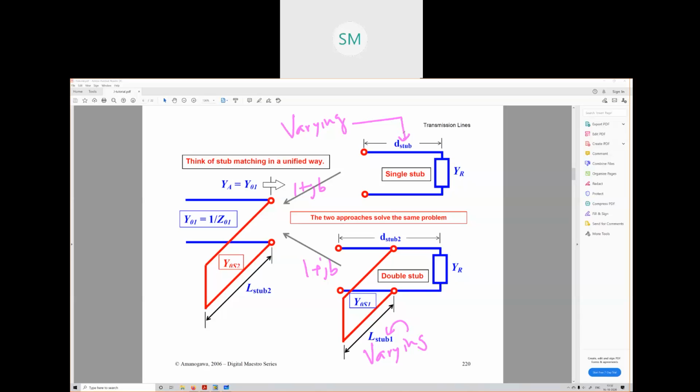So we get the problem that you need to put the stub at a specific location, which may not be possible. This problem was solved in the double stub case, where the locations were fixed, but we could change the length of the stub in the first step. So both ways we reach the same point 1 plus jB, and when we reach 1 plus jB, in both cases we need to do the second step. The second step for double stub matching, or the first step for single stub matching, and we get the match. Is it okay?